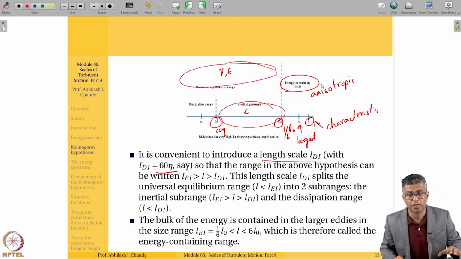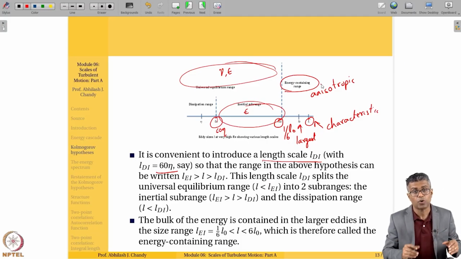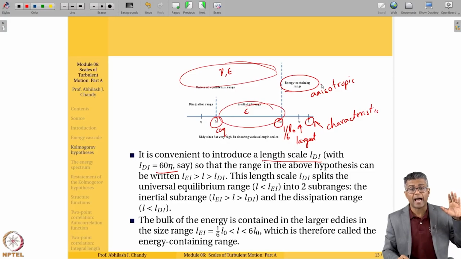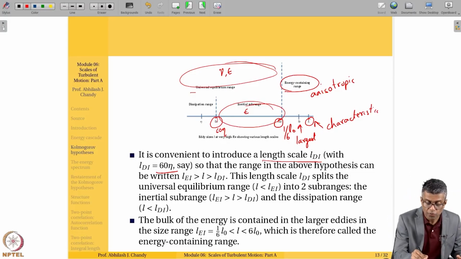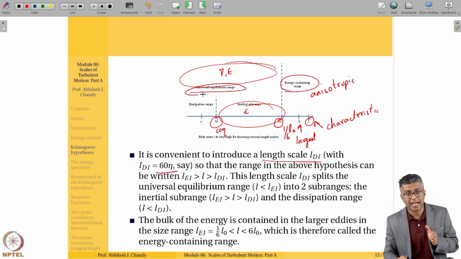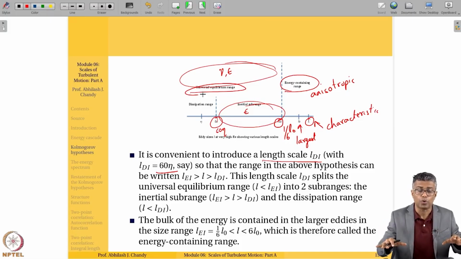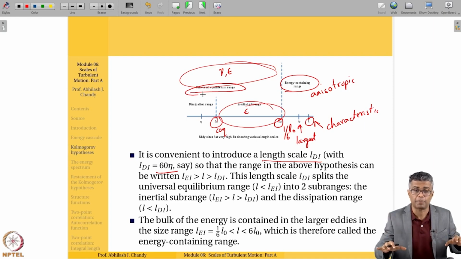Everything less than the energy containing range, less than L_EI or less than 1/6 L0, is the small scale, statistically isotropic and universal. So that is the universal equilibrium range. Then I have this L_DI demarcation, which divides the universal range itself into two. One is dependent only on epsilon, whereas the other is dependent on both epsilon and nu.